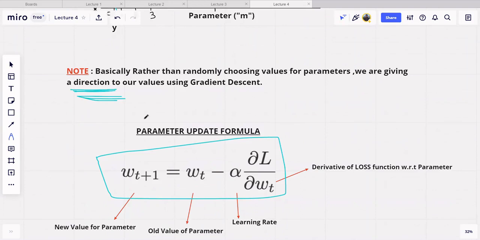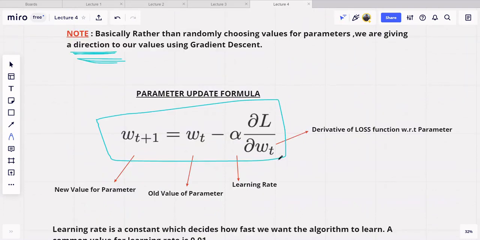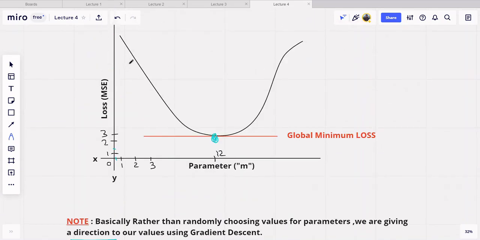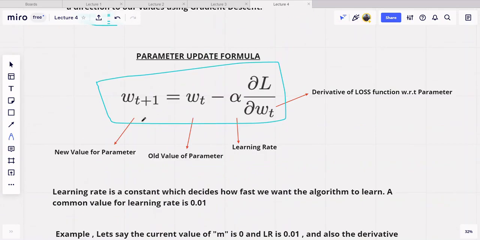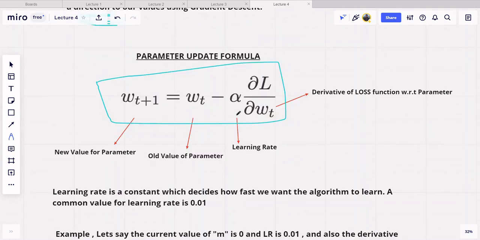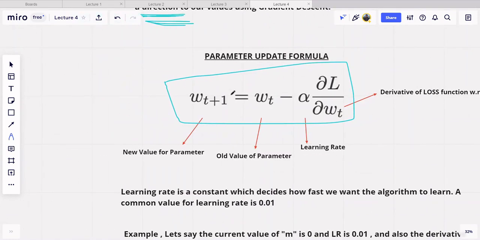The derivative basically plays a very major role in deciding in what direction we change the values, okay. And this alpha is basically constant, okay. We call this alpha the learning rate. It's basically constant. It doesn't change its value as the iterations go. It's a constant value.